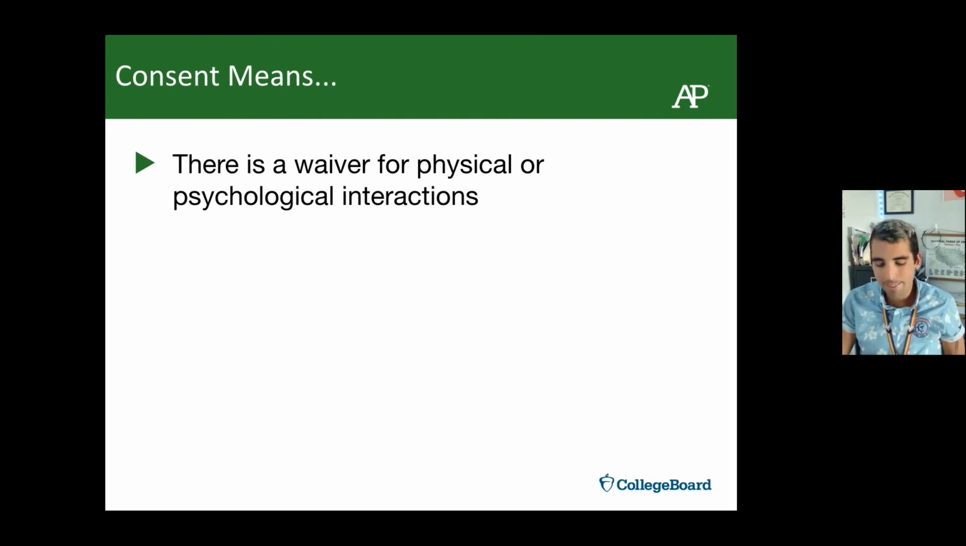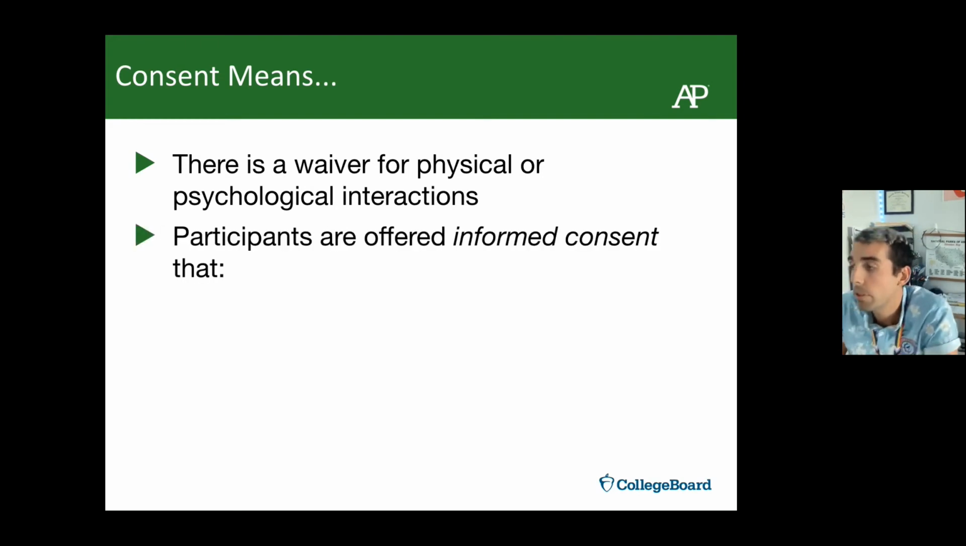So let's talk more about what consent means. Broadly speaking, informed consent is permission granted by participants and is based on full knowledge of the possible risks and benefits. So there is a waiver from physical or psychological interactions. We must make sure that everyone agrees and that we have record of their agreement. And the waiver is very explicit. It states on the waiver what you're doing. That way there's no ambiguity of, oh, well, you didn't say that. I signed this waiver, but that's not what you told me. It's all written down and they sign what's written down.